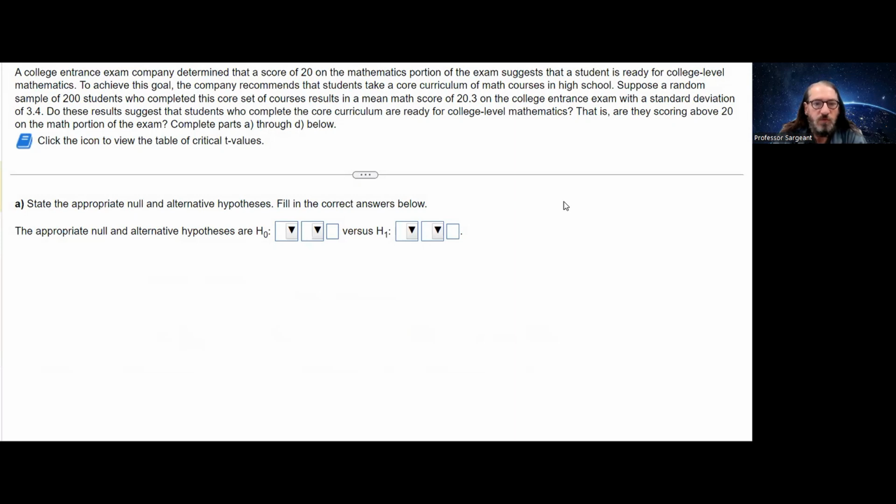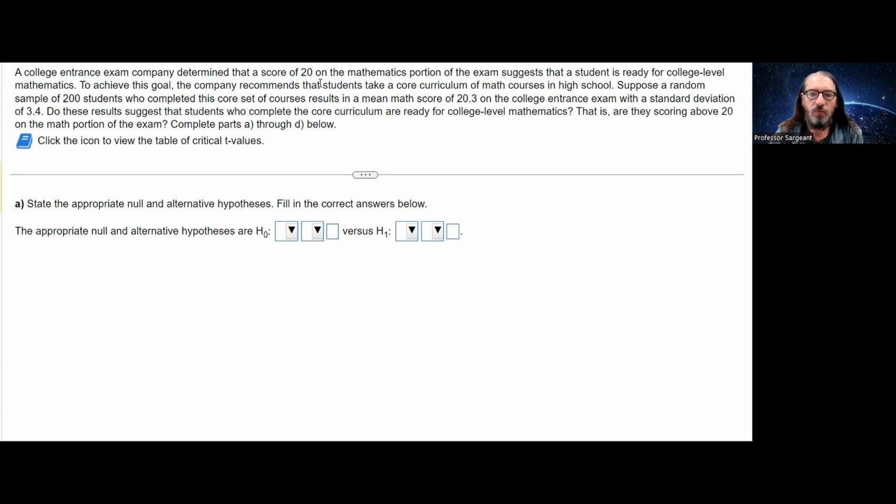A college entrance exam company has determined that a score of 20 on the mathematics portion of the exam suggests that a student is ready for college level mathematics. To achieve this goal, the company recommends that students take a core curriculum of math courses in high school. Suppose a simple random sample of 200 students who completed this core set of courses results in a mean math score of 20.3 on the college entrance exam with a standard deviation of 3.4.